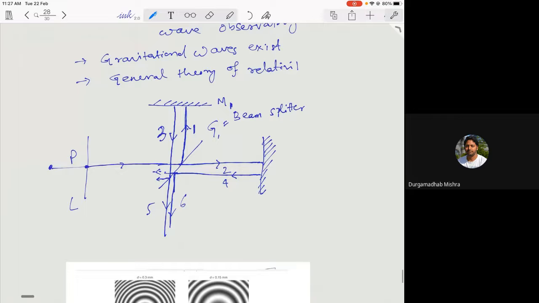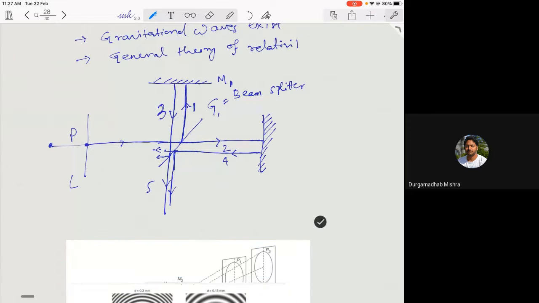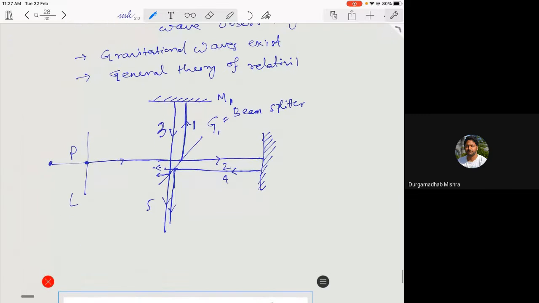And now if I look here, I will have an interference pattern, because these two beams are coherent and they will interfere depending on the path difference. They are traveling in different directions, so there is definitely a path difference, and that will lead to an interference pattern. So this is the basic setup of Michelson. This is another way of producing an interference pattern.